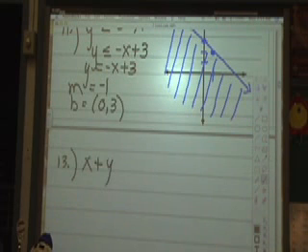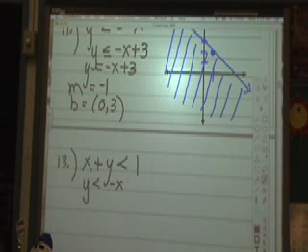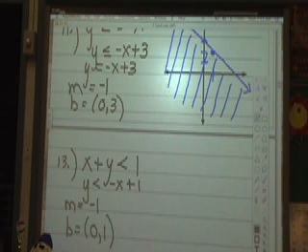X plus y is less than 1. No, we need to get that into slope-intercept form. Patrick? So it would be y is less than negative x plus 1. And the slope is negative 1 and the intercept is 0, 1. Do we have to write the boundary equation? Sure. The boundary equation is y equals negative x plus 1.